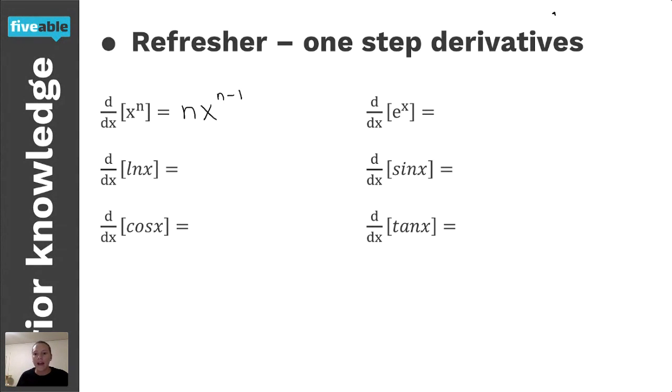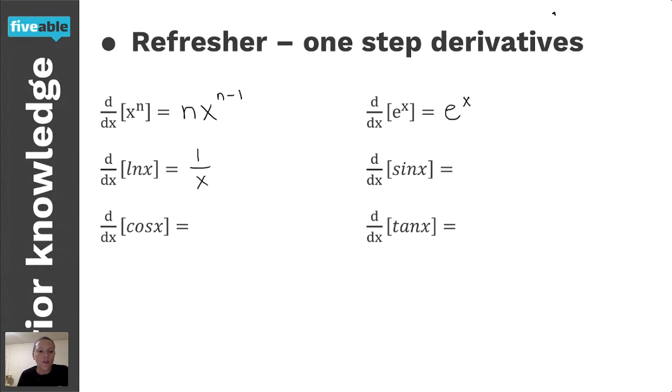Let's work across to the right. What's the derivative of e to the x? Yeah, awesome. This is the easy one. The derivative of e to the x is itself, e to the x. All right, we've got the derivative of the natural log of x, which is 1 over x. So give yourself a pat on the back if you got that one.